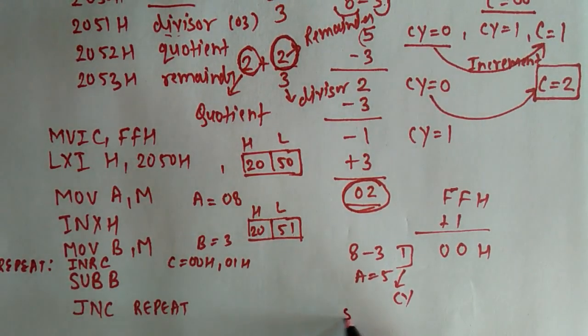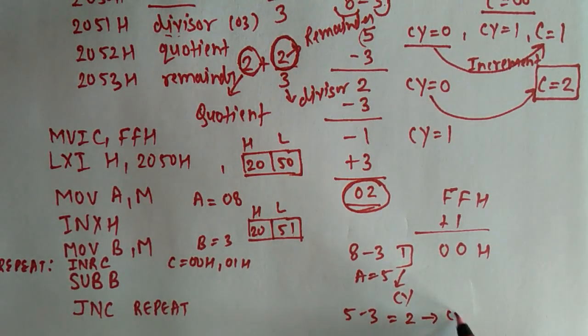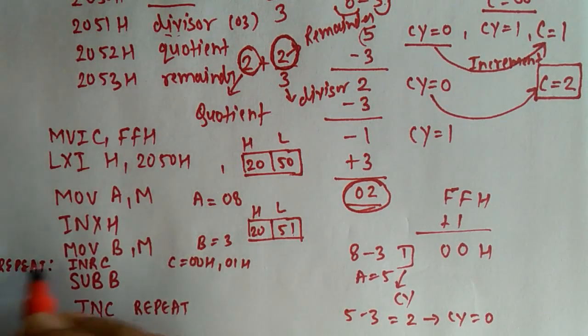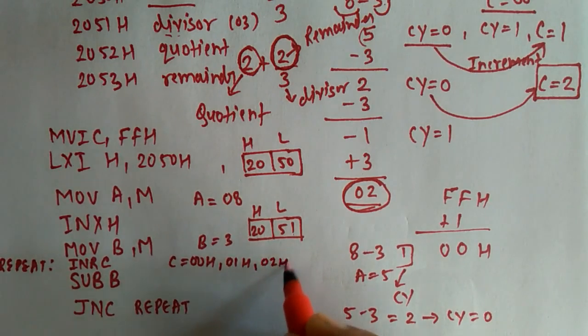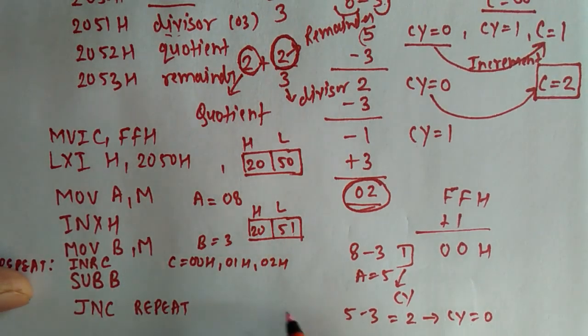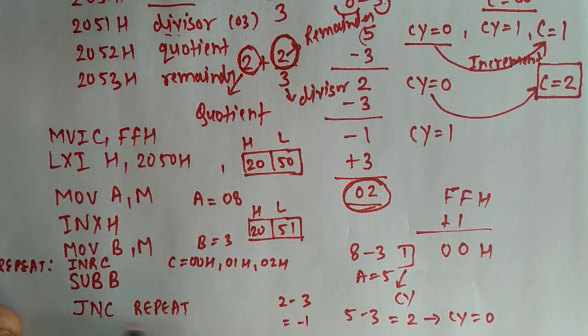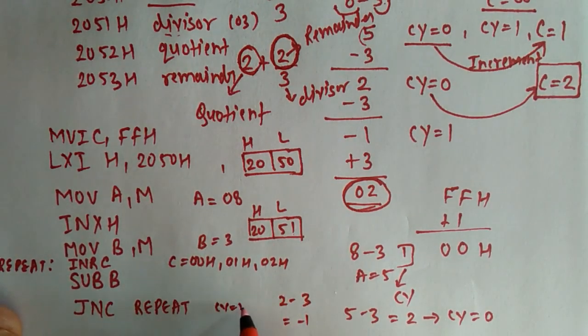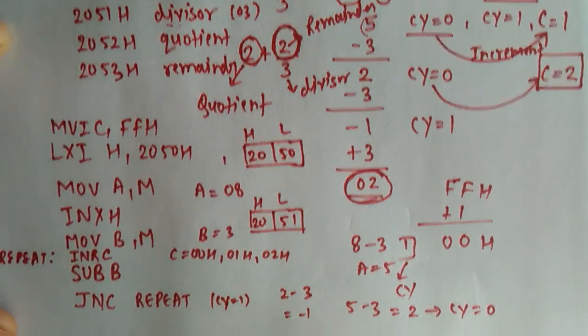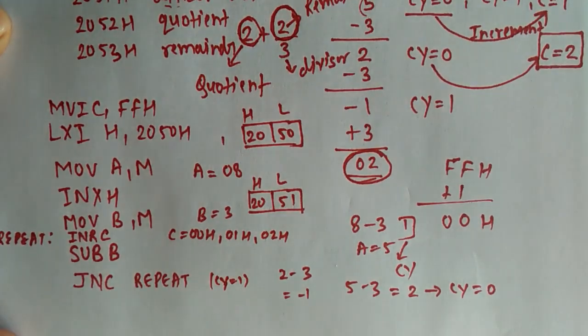Again SUB B will occur. That means this time 5 minus 3 will run, and the content of the accumulator will be 2, and obviously again CY will be 0, so again this instruction will run, and we will go back, and this time C will be 02H. Now the content of the accumulator is 2, and when we subtract 2 minus 3, it will be minus 1, and obviously here a carry equal to 1 will occur. That's why the microprocessor will not execute this instruction, and we simply come out of the loop.